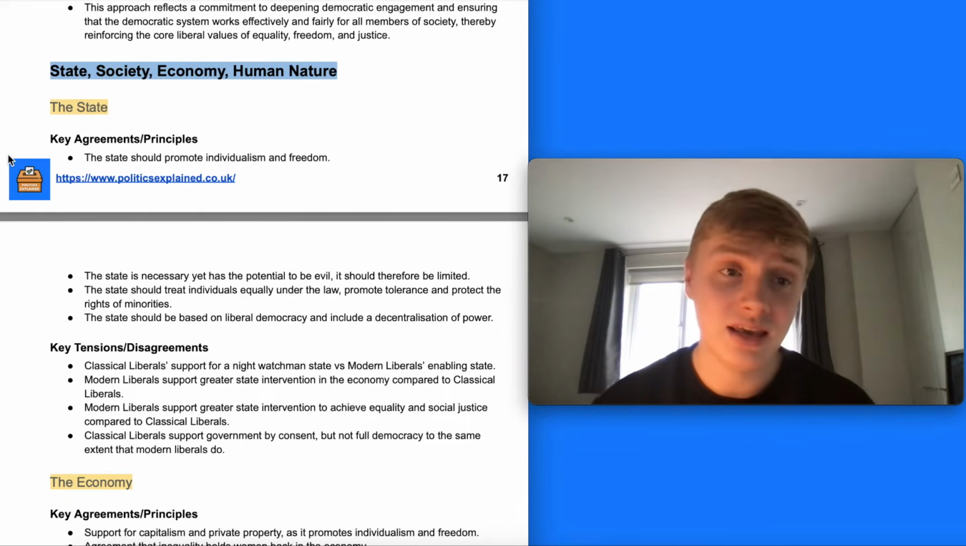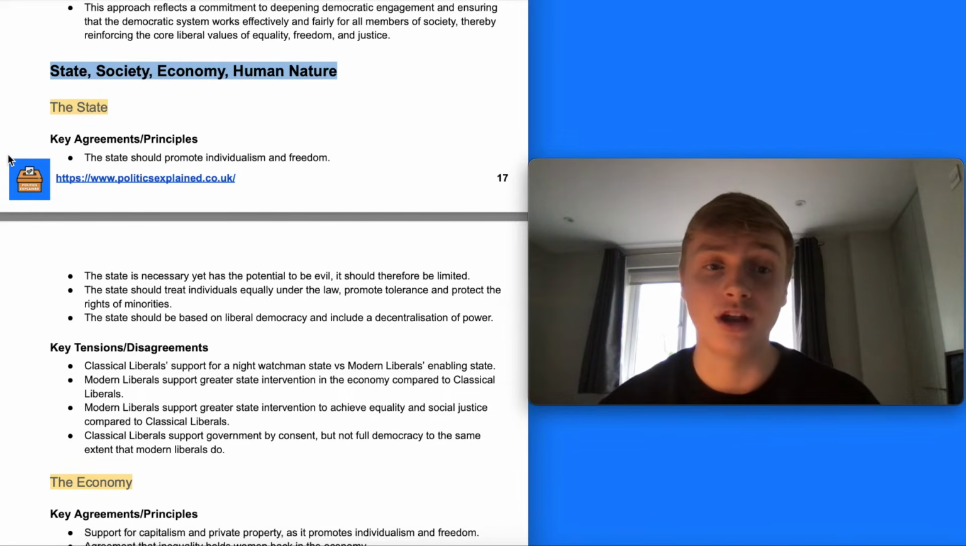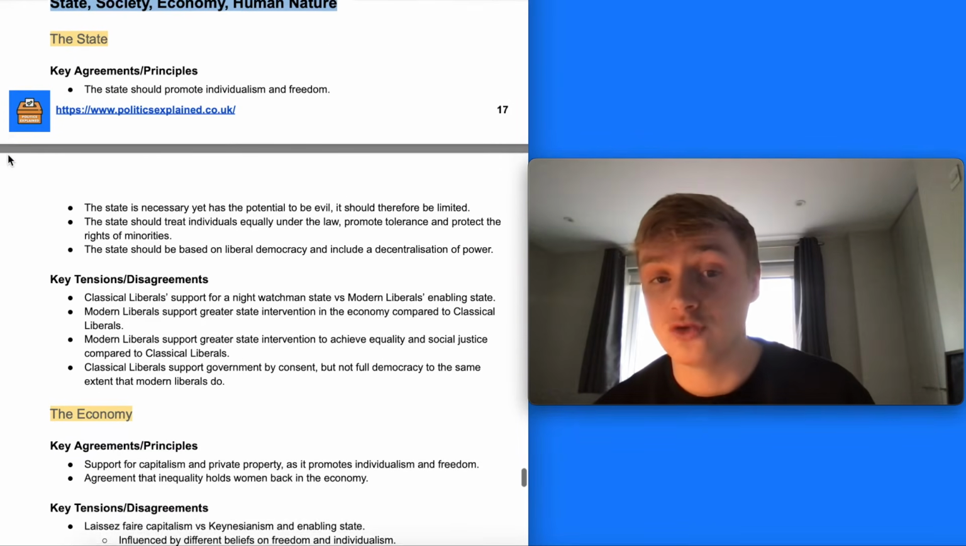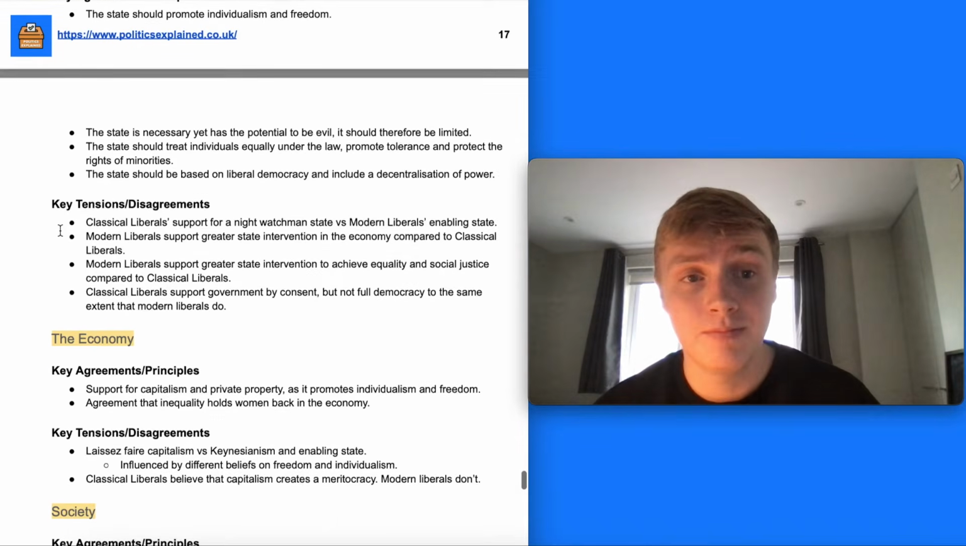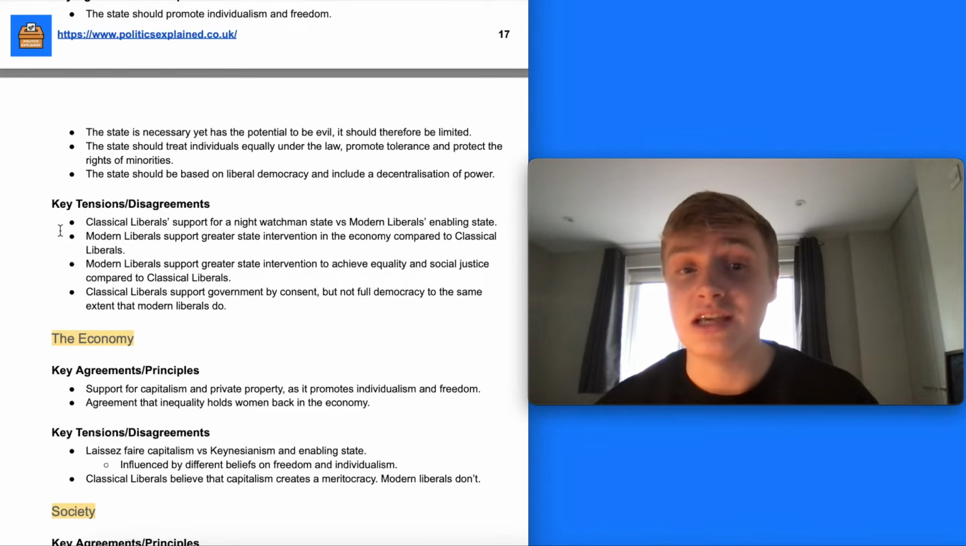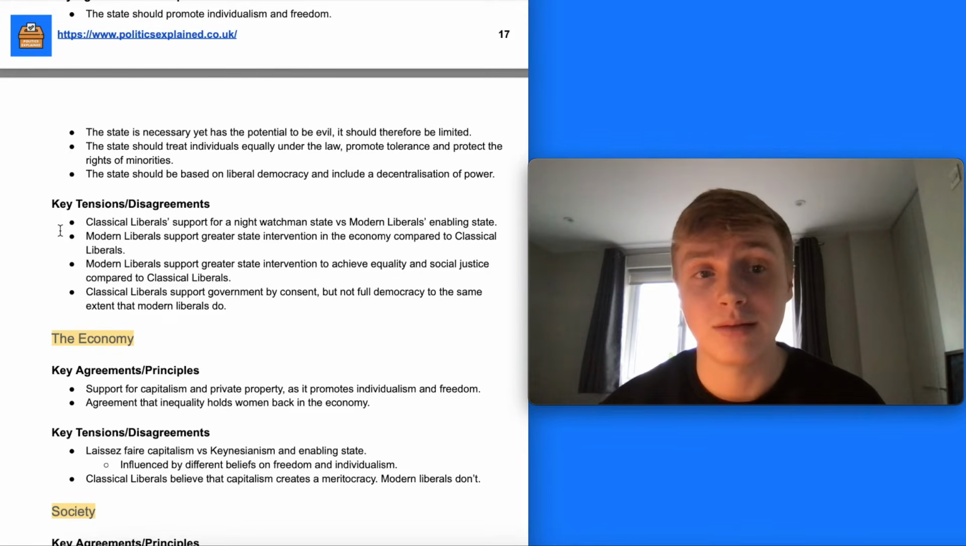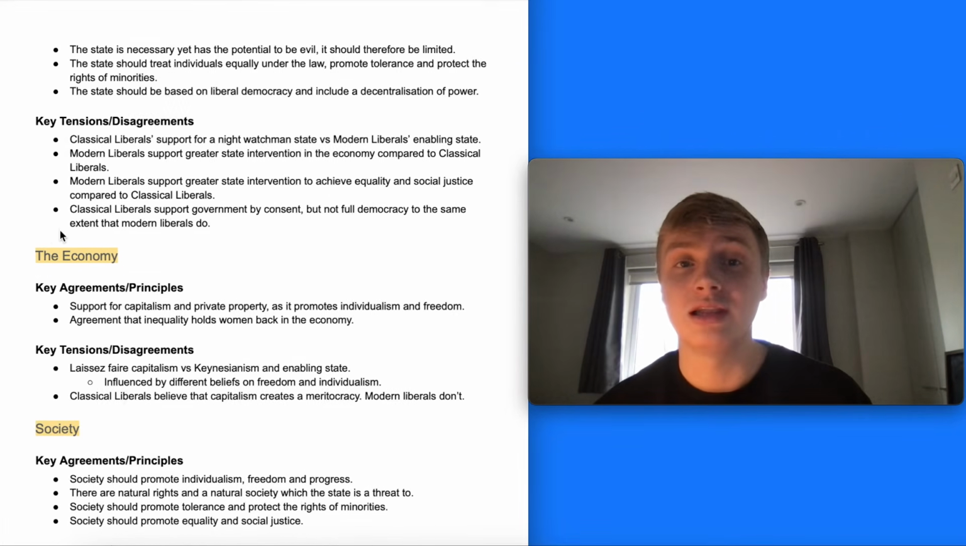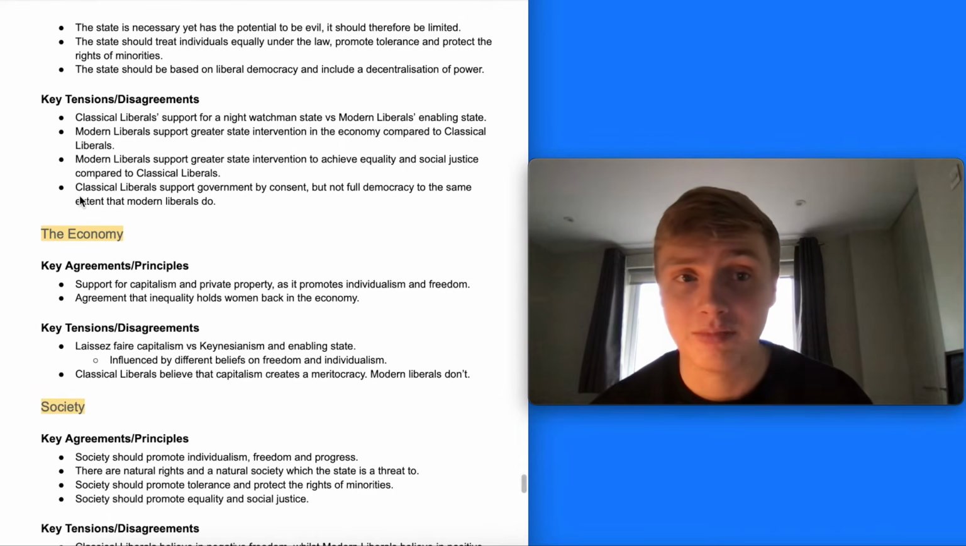So in terms of the state, key agreements and principles are the idea that the state should promote individualism and freedom, and that it's necessary, yet has the potential to be evil and therefore should be limited. Also, they should treat individuals equally under the law, promote tolerance and protect the rights of minorities, and they should be based on liberal democracy and include a decentralisation of power.